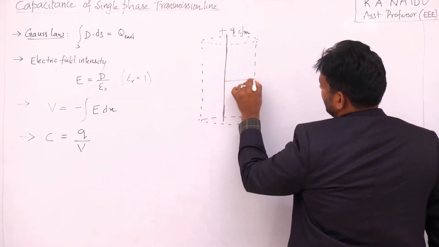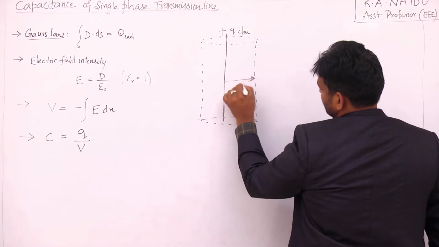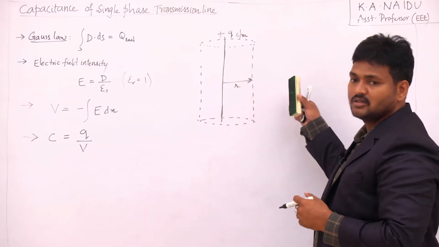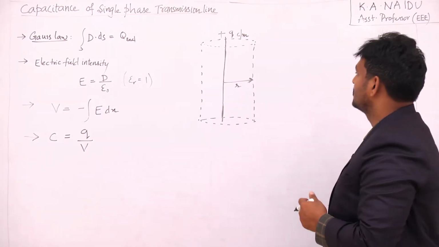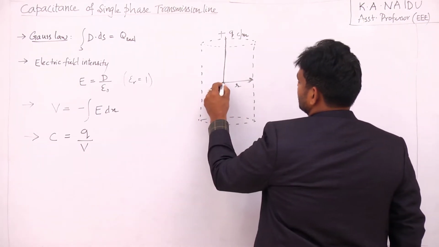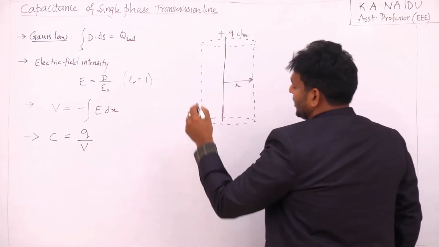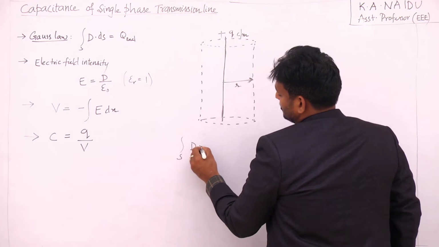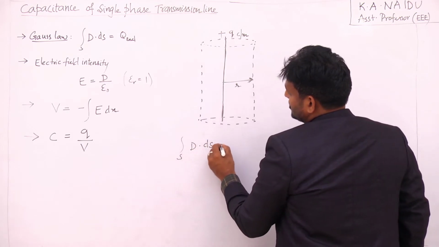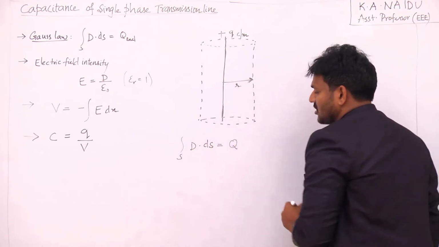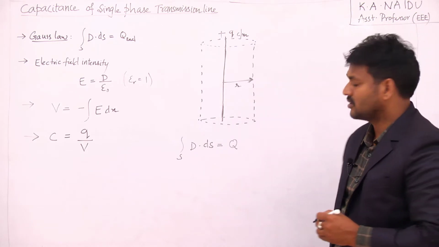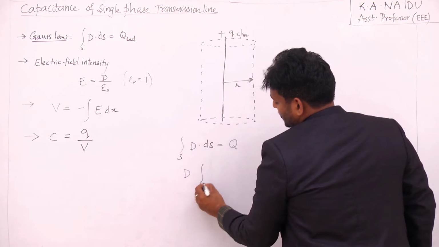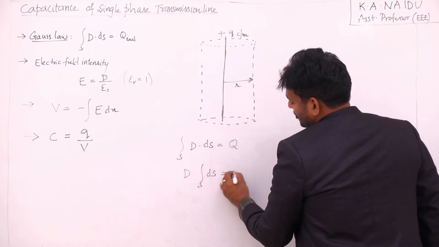of radius r, and the electric field intensity will be radially outwards. Here you apply Gauss law: surface integral of electric flux density over the Gaussian surface is equal to total charge enclosed. So here you can take out D, and the surface integral of ds is equal to q.